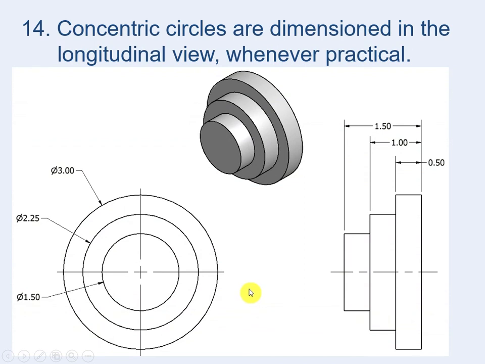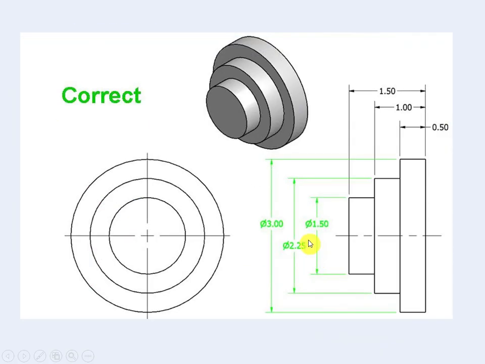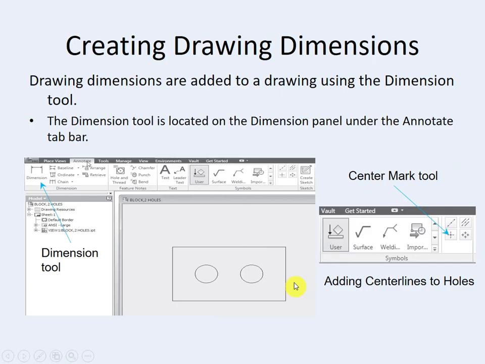Concentric circles are dimensioned in the longitudinal view whenever practical. In this example, guys, we have a circle, second circle, third circle. All of these circles are concentric circles representing all of these cylinders from the front view. Prefer to put the dimensions on this view, guys. Because they are concentric, try to avoid putting dimensions here, and put the dimensions on the side view like this, guys. And remember that if they are stacked, move one of them up or down, left or right.